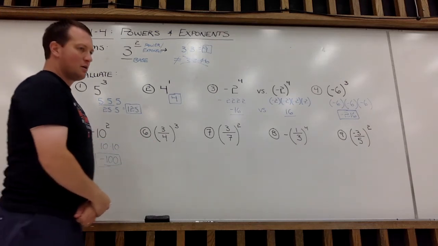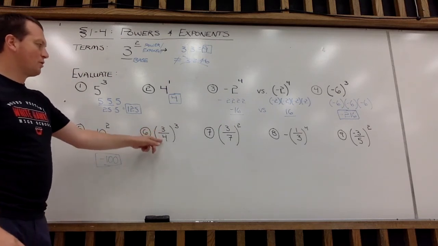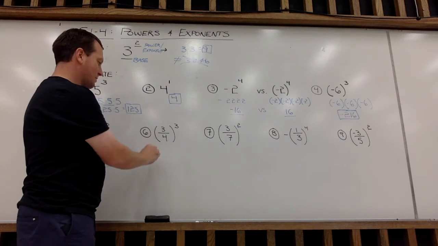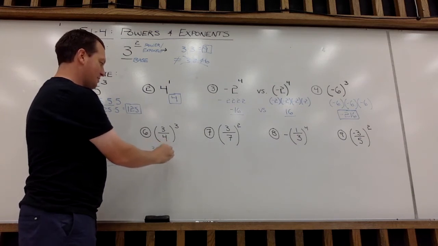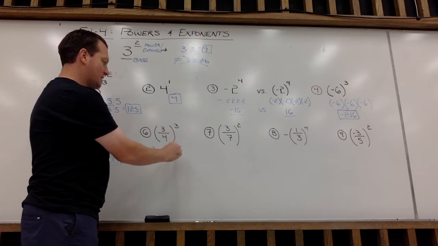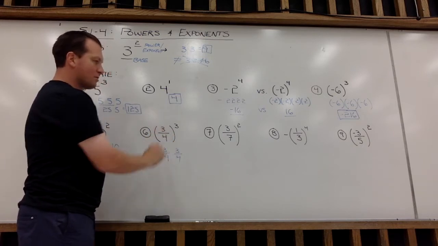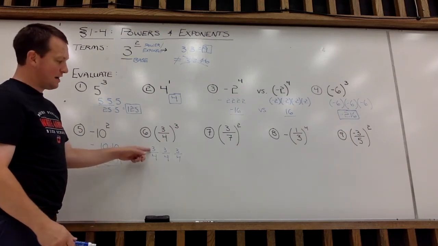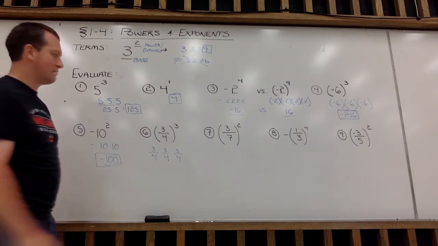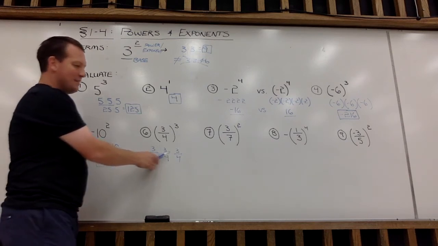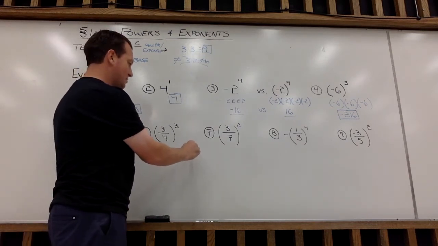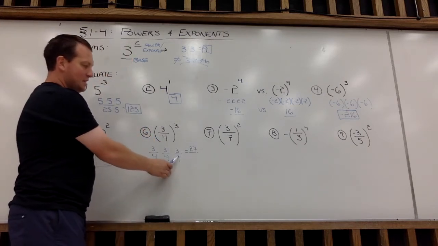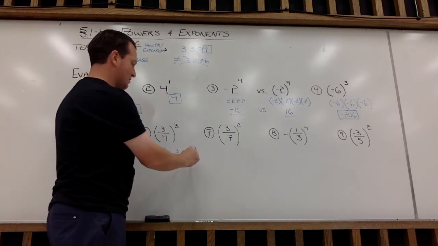Fractions. Let's talk here. What do we have with 3/4 cubed? Well, I need to take 3/4 and multiply it by itself 3 times. 3/4 is my base, 3 is the exponent. So multiplying fractions, I'm going straight across, top times top times top. 3 times 3 is 9. 9 times 3, 27. Over 4 times 4, 16. 16 times 4 is 64.